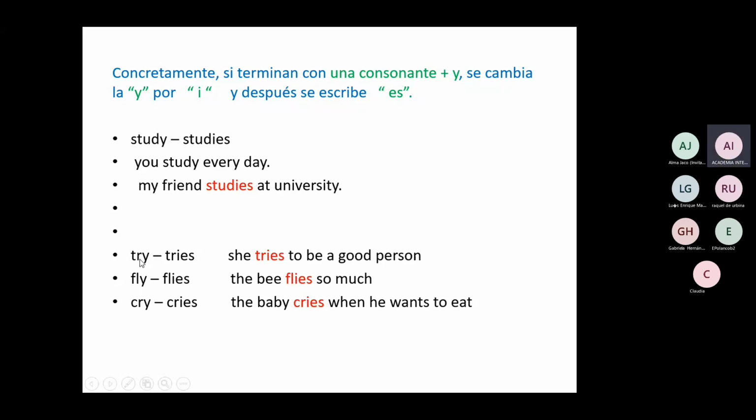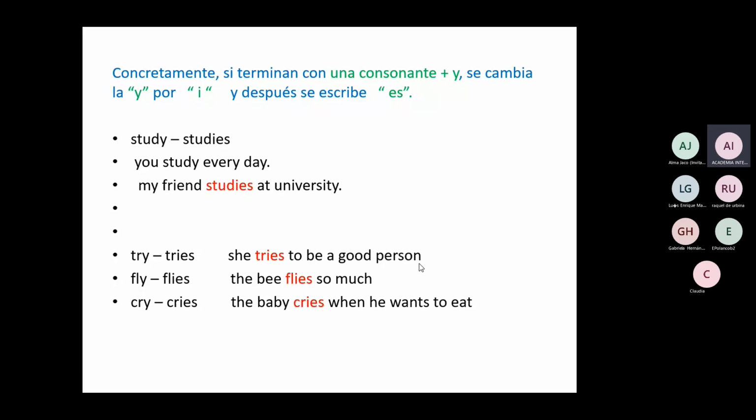Otros ejemplos es try, que termina, como dice aquí, concretamente con una consonante más la Y. Try, R, and letter Y at the end. Try. Tries. Okay, can somebody help me out reading this one? A volunteer, please. Tries. Tries. She tries to be a good person. Thank you. She tries to be a good person.